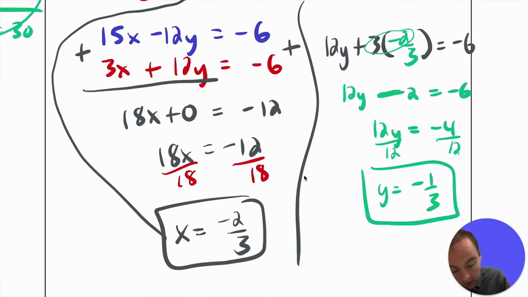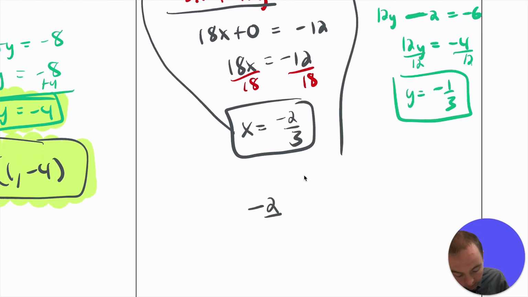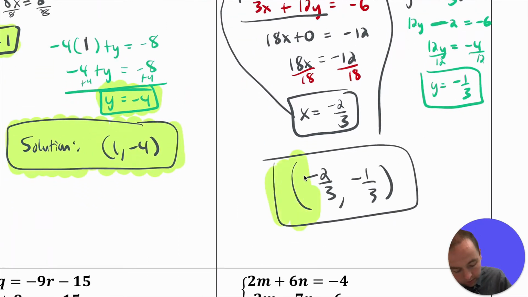So now you've got your x and y values. If you took the time to check, they both work. So it turns out that x being negative 2/3 and y being negative 1/3 would be the solution to the system.